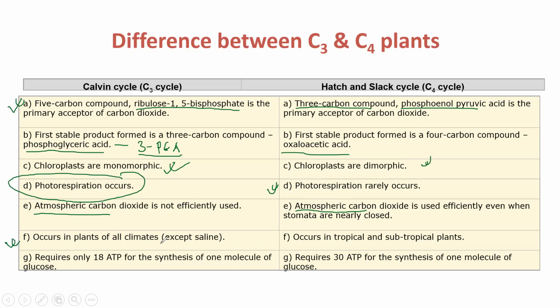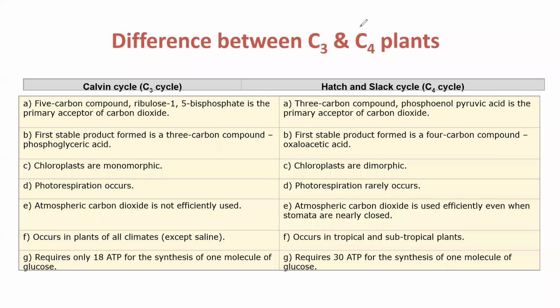C3 plants occur in all climates, but C4 occurs only in tropical and subtropical plants. And we know about the energetics, 18 ATP for the synthesis of 1 molecule of glucose, but here 30 ATP is required. Okay. So most of the things you know, but in short, if you can just take a note of it, it will be better. So let's move ahead.